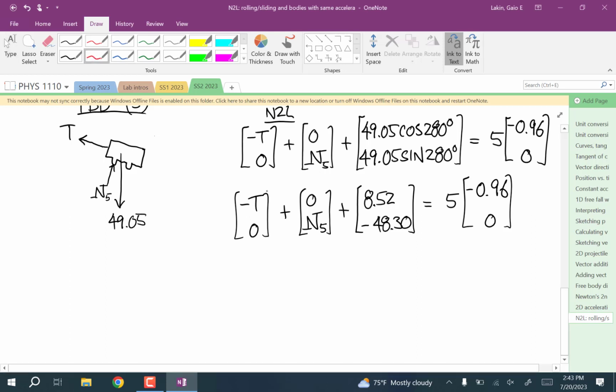Well, what we're looking for in this case is this variable t. So again, all we need is the x equation. So negative t plus 0 plus 8.52 is equal to 5 times negative 0.96. It's actually 0.963 repeating, so I'm going to put that in. So this comes out to be negative 4.82.